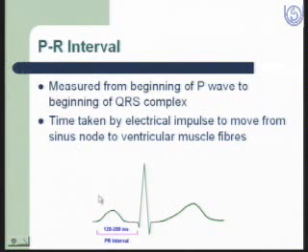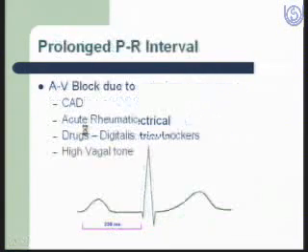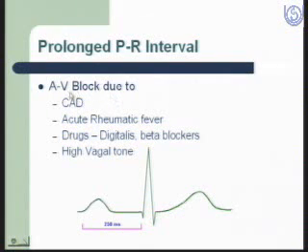Now PR interval is the interval measured from the onset of P wave to the onset of QRS complex, and it is the time taken by the electrical impulse to move from the sinus node to the ventricular muscle fibers. Normal interval varies from 120 to 200 milliseconds, that is from 3 to 5 small squares. Prolonged PR interval is a feature of AV block, and it can occur due to coronary artery disease, in patients with acute rheumatic fever, certain drugs like digitalis or beta blockers, or in persons who have high vagal tone, like athletes. In this you see a PR interval of about 250 milliseconds.